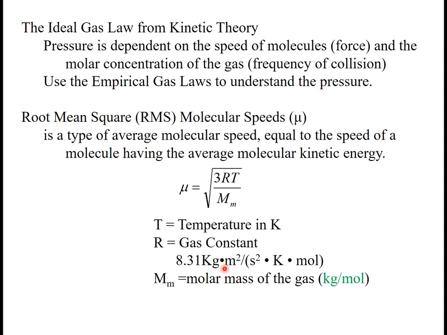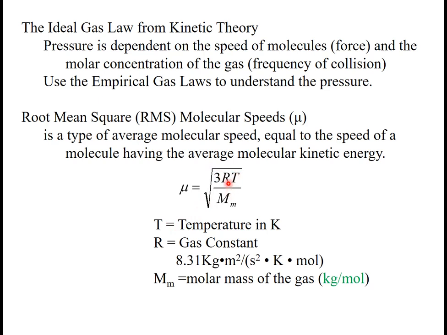In this section, we're going to be looking at root mean squared and molecular speeds of gases. Root mean squared, abbreviated RMS, is the average molecular speed of a molecule with an average kinetic energy. And the formula is mu, the U with the tail on both sides, is the square root of 3RT over molar mass.